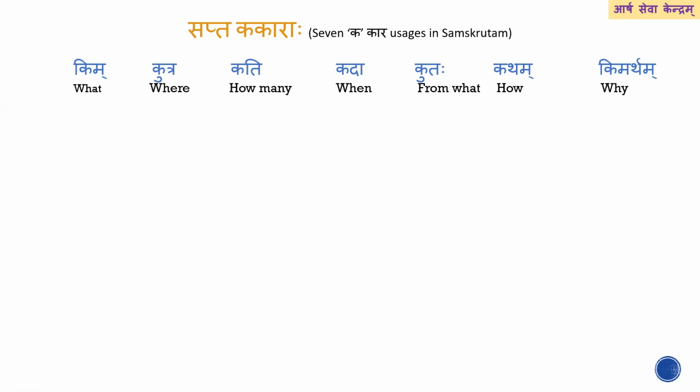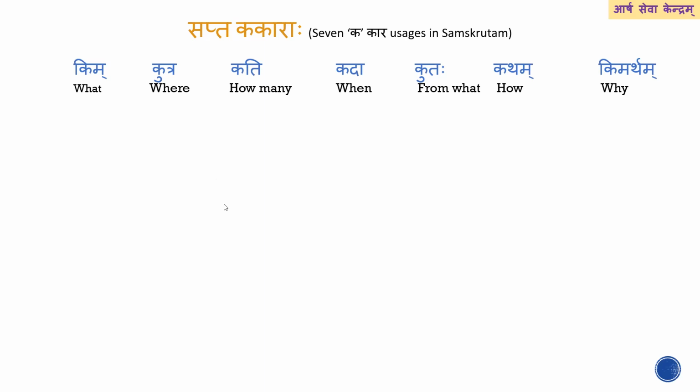Okay, sapta kakaraha. Ekavaram sarve vadantu. Kim kutra kati kada, kutaha katham kimartham. Astu. So these are called sapta kakaraha. There are 7. All are starting with ka. All are question words. So let me take the first one.